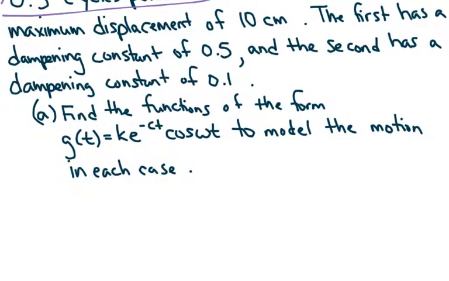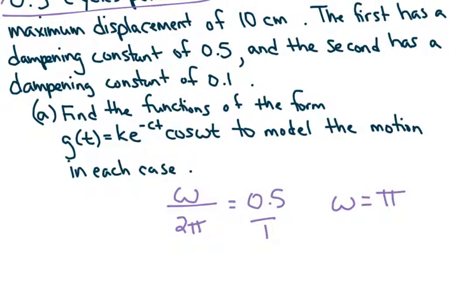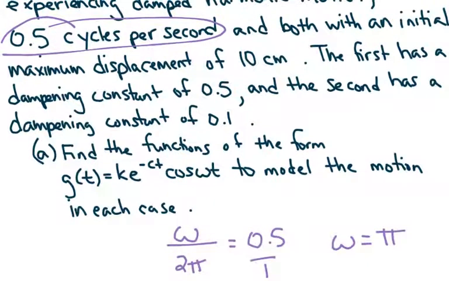So it doesn't matter which one I use. If I want to use omega over 2 pi is equal to the frequency, that works. So when I multiply, I'm going to find out that omega is 1 pi. They also told me that both have an initial maximum displacement of 10 centimeters.